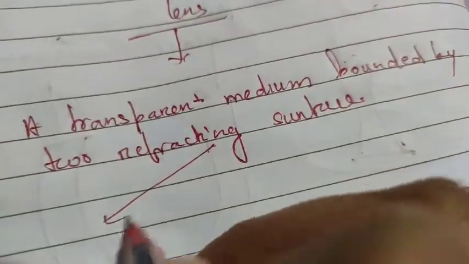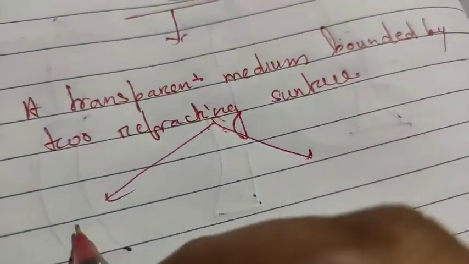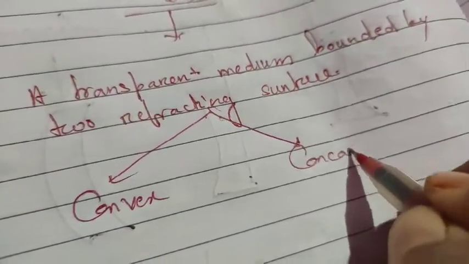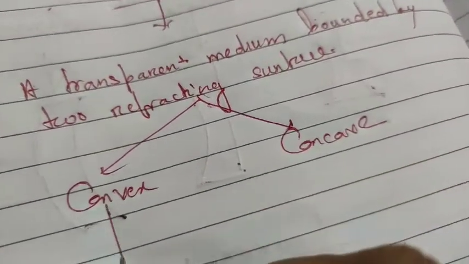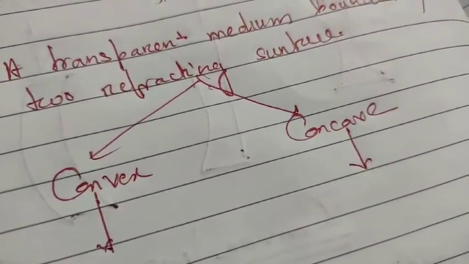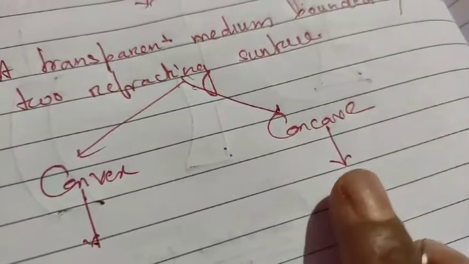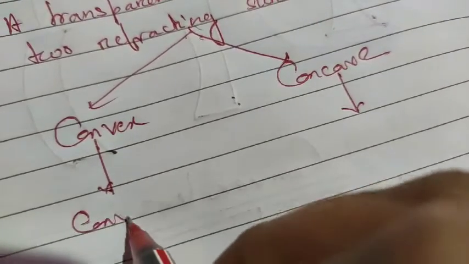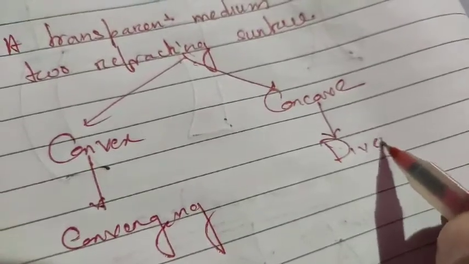Now if you categorize a lens, student, it is basically divided into two parts. One is a convex lens, another is a concave lens. Clear to you? So what is a convex lens and what is a concave lens? How can a convex lens be shown and how can a concave lens be shown? If you go to the convex lens, student, its other name is converging lens, and the concave lens is known as diverging lens.